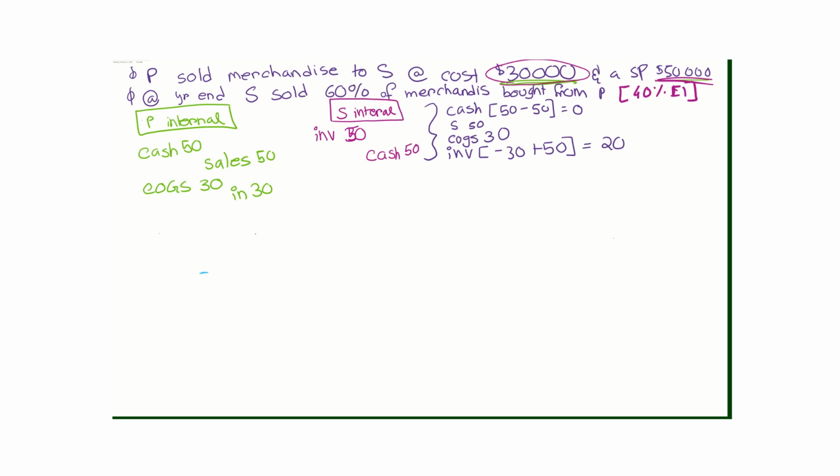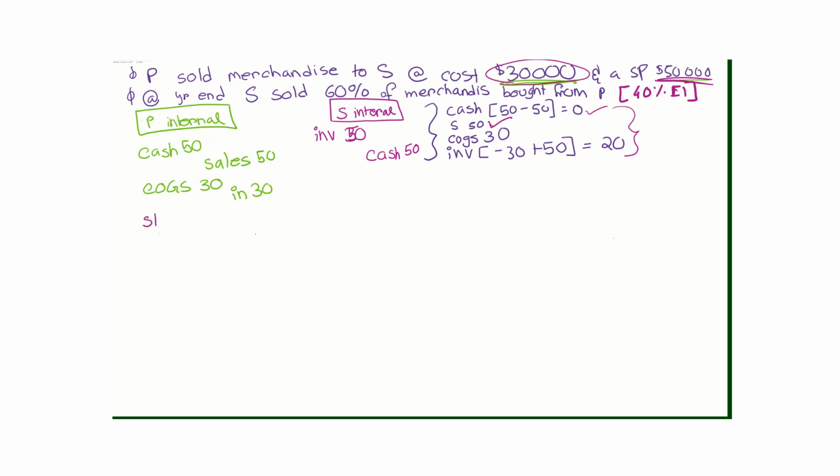Awesome. Okay, so the next step is to now start the elimination entries, right? So over here, we're going to look at what do we have to eliminate. We have to turn all of these balances to 0 because we have to pretend like none of this ever happened. So our cash is already eliminated. We're going to have to eliminate our sales by 50. So let's go ahead and do that.